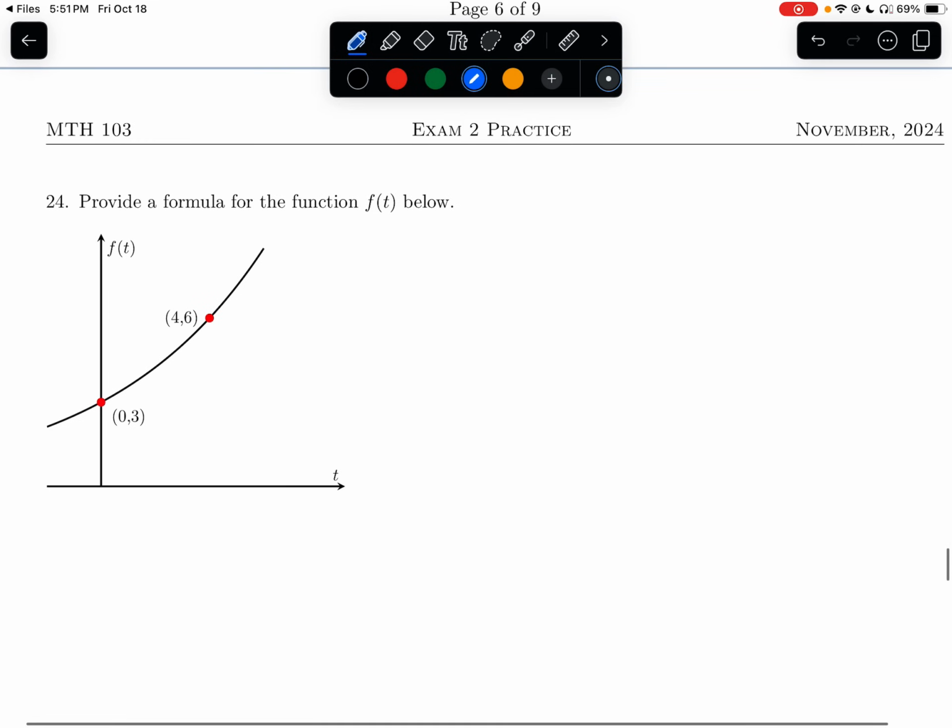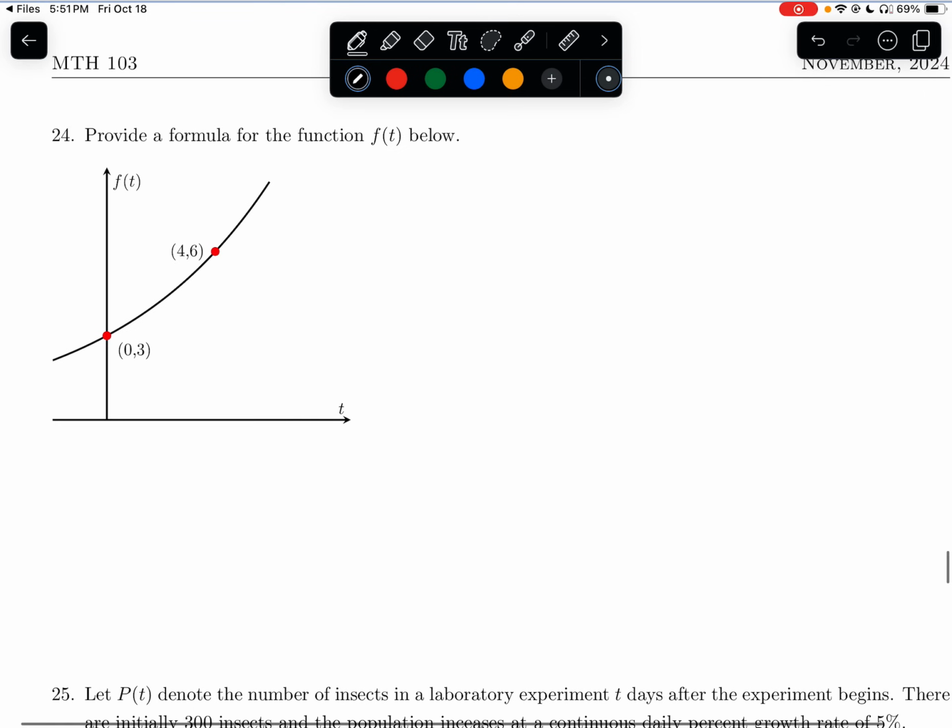For the next problem, we have to find a formula for the exponential function here. There's a couple of ways to do this. One way is a little bit more simple, and I'll do that first, and then the other way is a little bit more work. The first thing you need to notice for either scenario is that this means that the initial value is 3. If you didn't notice that, you would then have to do basically the second approach that I'll take.